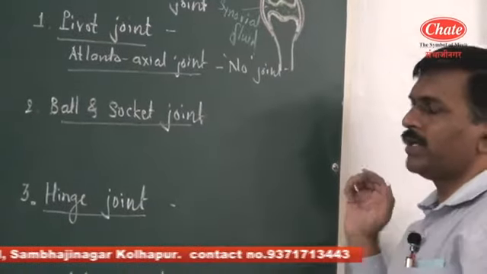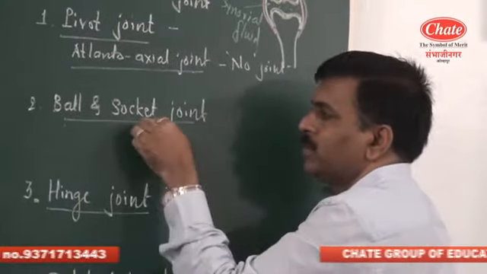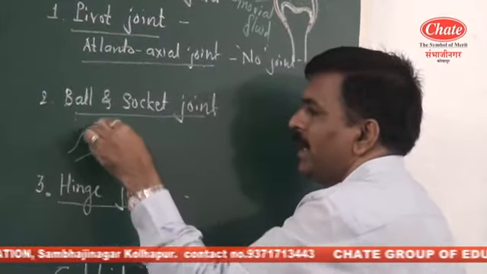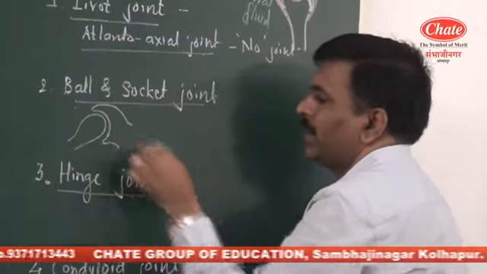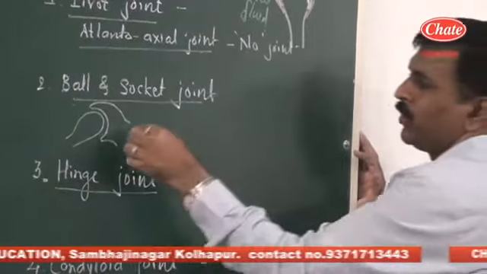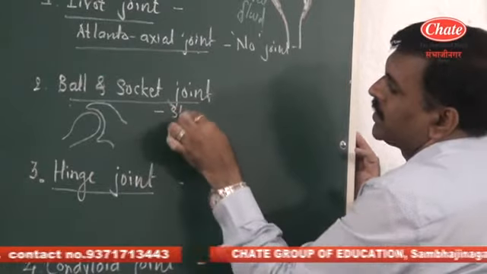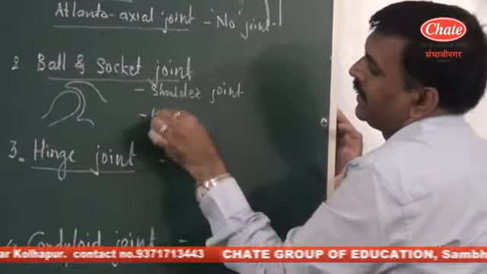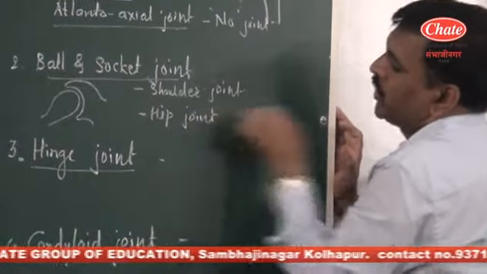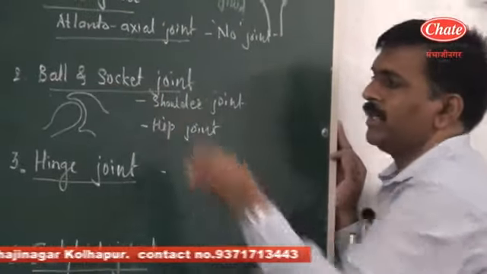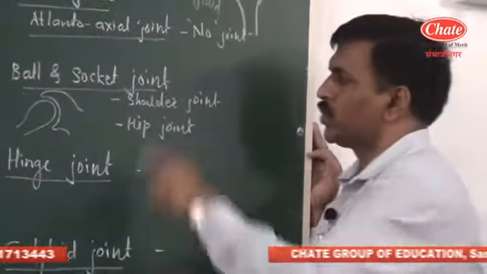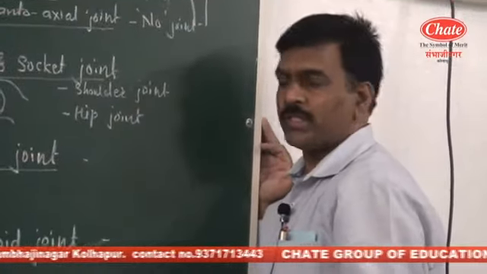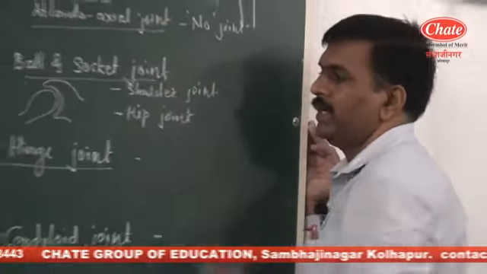So this is the movement permitted by this pivot joint. Next, ball and socket joint. A ball-like component of one bone is fixed into the socket-like structure of another bone. For example, the head of the humerus articulates into the glenoid cavity of the scapula. So examples of ball and socket joint are the shoulder joint and the hip joint. It allows free movement, so it is also termed a balling joint because it allows free movement.